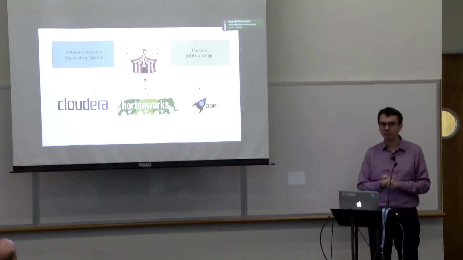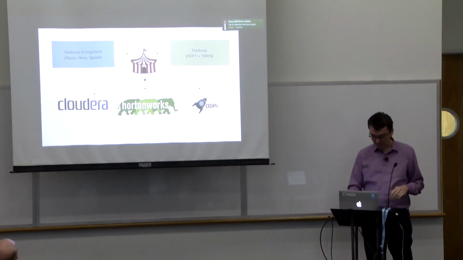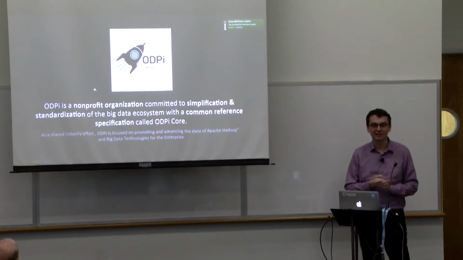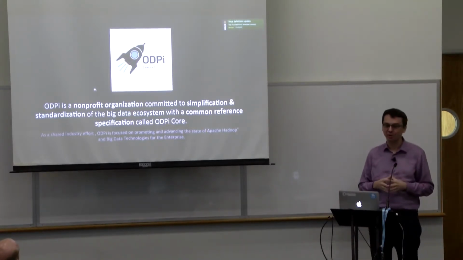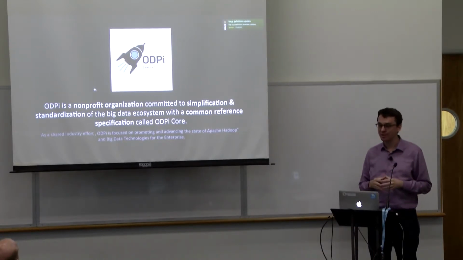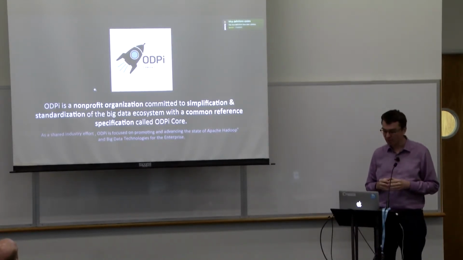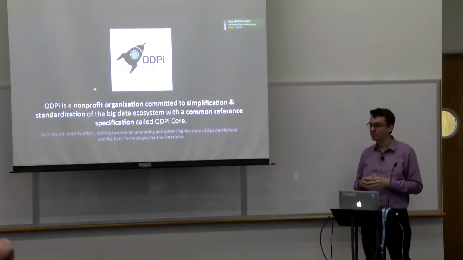Now, one interesting example of a distribution is ODPi. And just very quickly, like I said, I have to do a little bit of a vendor pitch. Although ODPi actually happens to be a nonprofit. So ODPi is a nonprofit organization, essentially trying to standardize what a Hadoop distribution looks like.